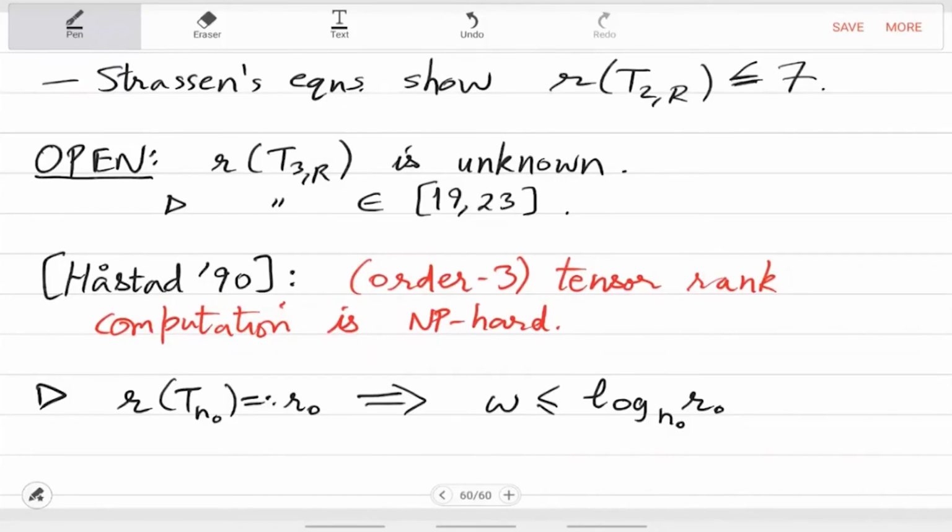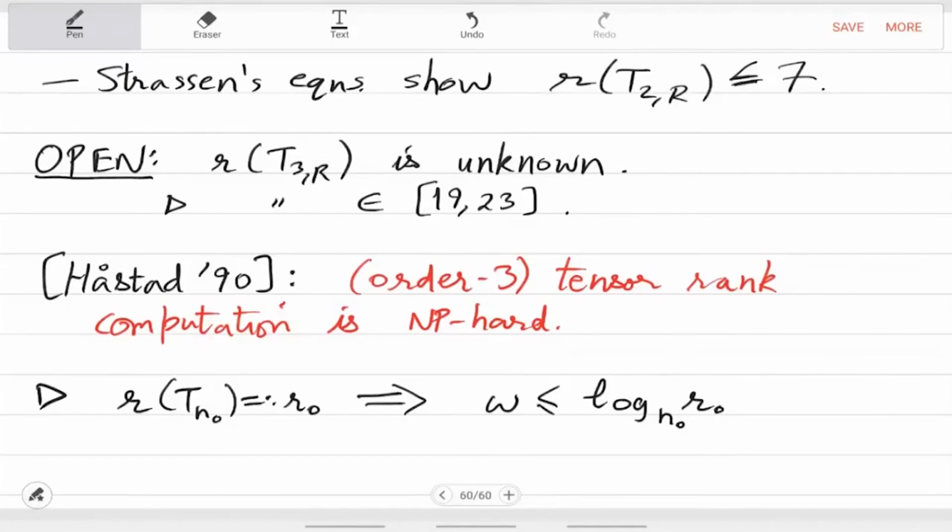If for some bigger n0, say you go to 10 by 10 matrices or 100 by 100 matrices, and you come up with a magical algorithm or magical tensor decomposition with a very small R0, then you may improve omega. This log of R0 base n0 may be less than the best known. Okay, that's it about matrix multiplication. Any question?